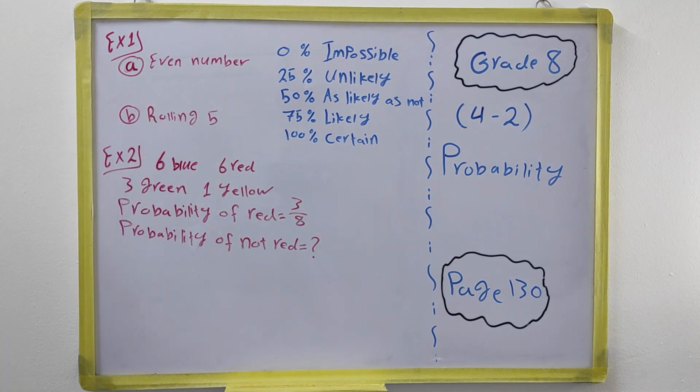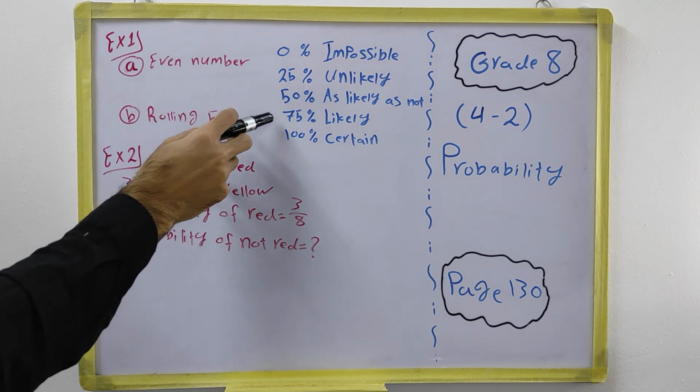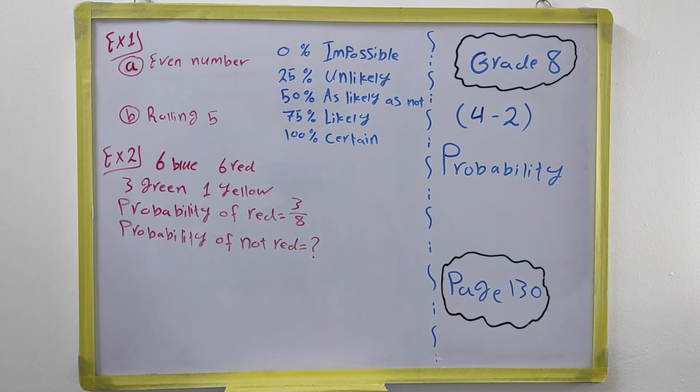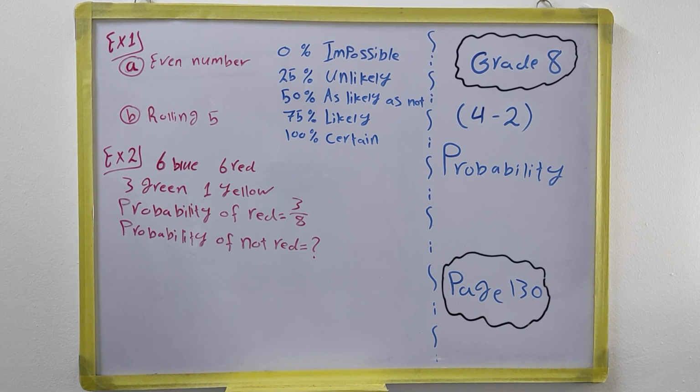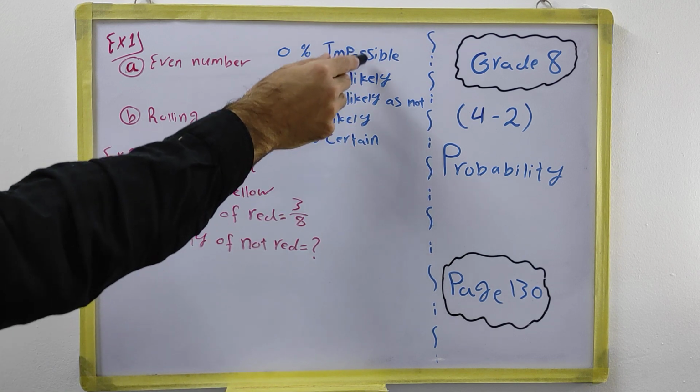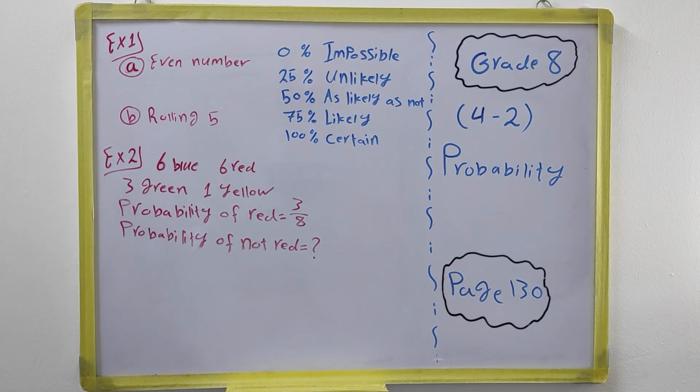Likely, 75%, it's possible to happen and it has more than half chance to happen. And 100%, which is certain, which always happens, it must happen, certain. In example 1, it tells you determine the likelihood of an event. Determine the likelihood means use these words to show how much it's possible to happen: impossible or likely or unlikely or certain, which one of them.